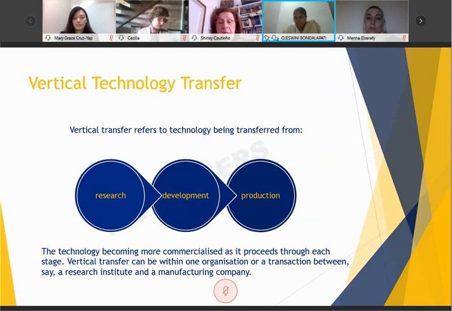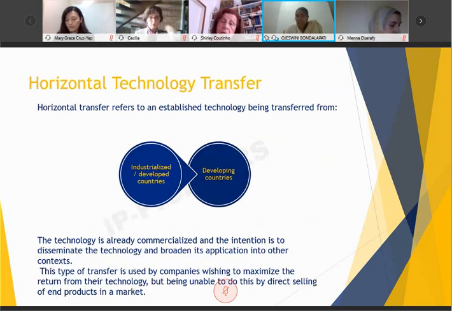And coming to the types of technology transfer, there are two types: vertical transfer and horizontal transfer. Vertical transfer is from research till production. It can take place in one organization or in different organizations. It depends on the starting point, like researching, then developing it into a product and commercializing that product.